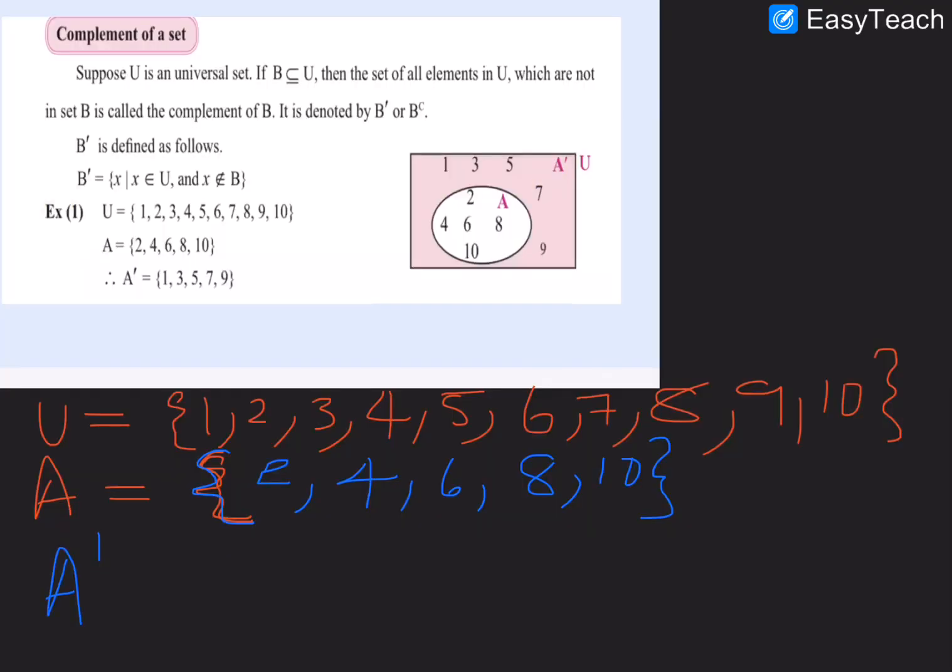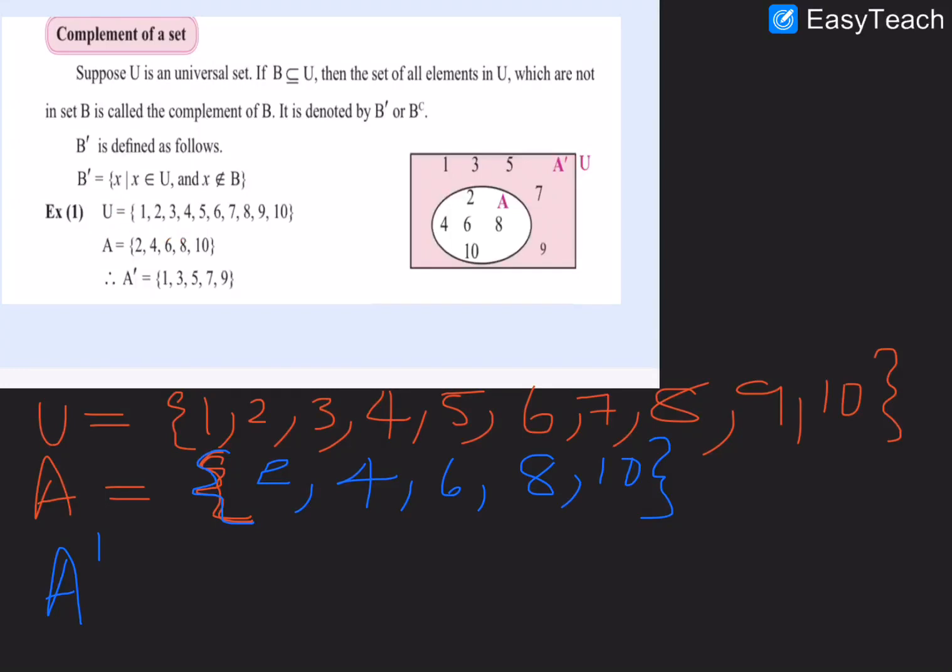So now we are going to know what is the complement of a set. Suppose U is a universal set and B is a subset of U, then the set of all elements in U which are not in B is called the complement of B. So what is the complement of a set? We can directly go to the example.